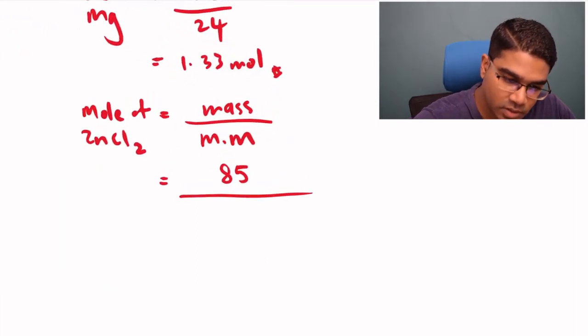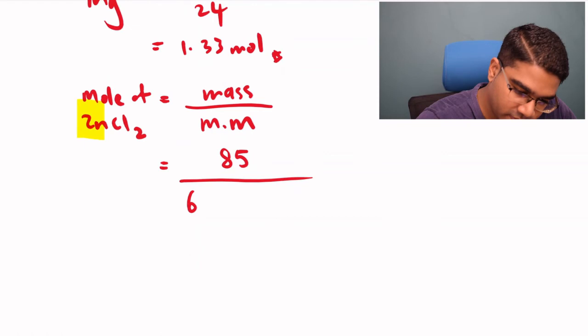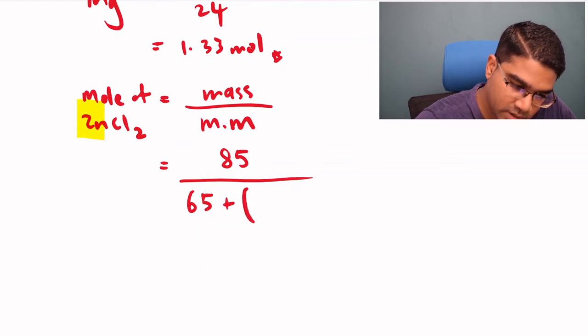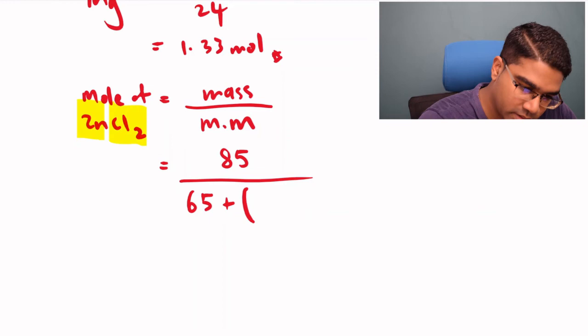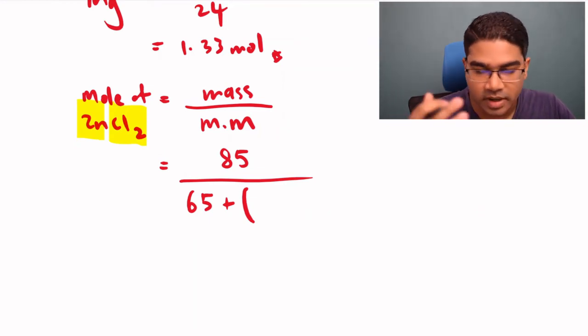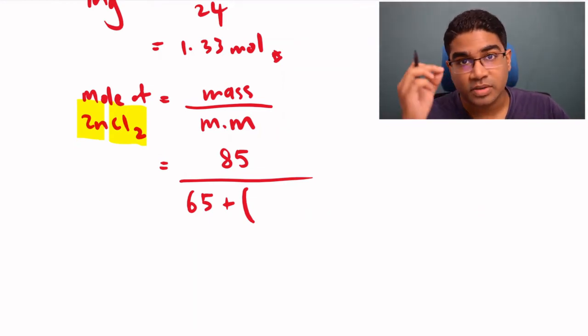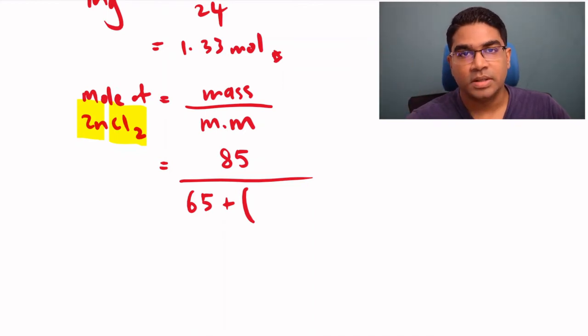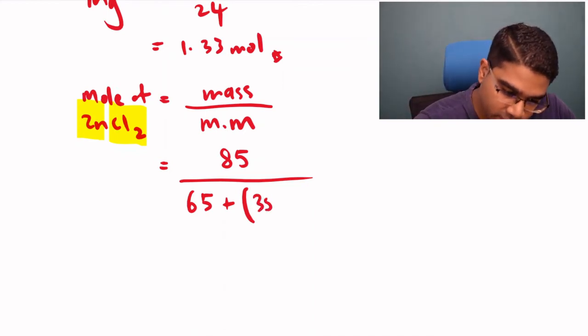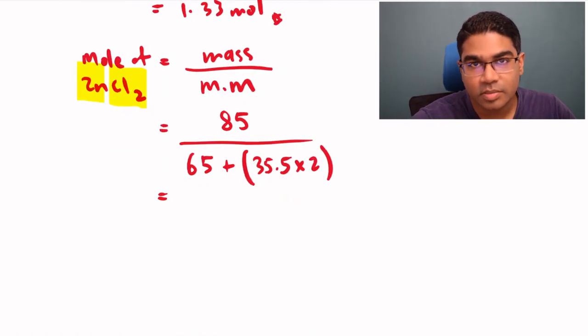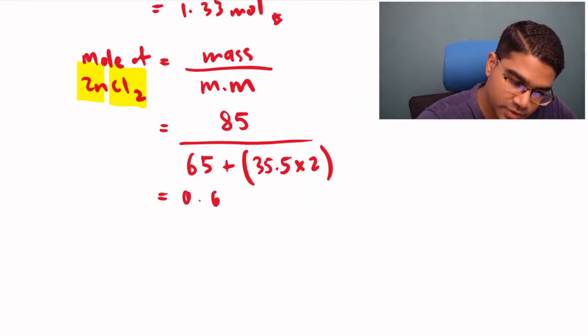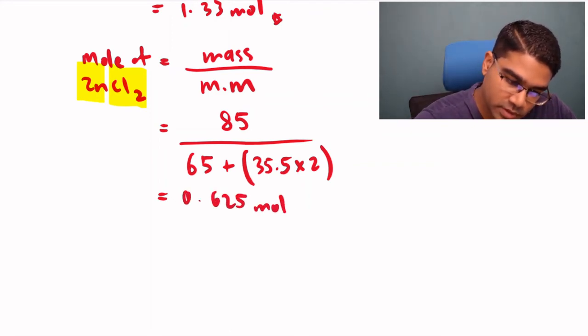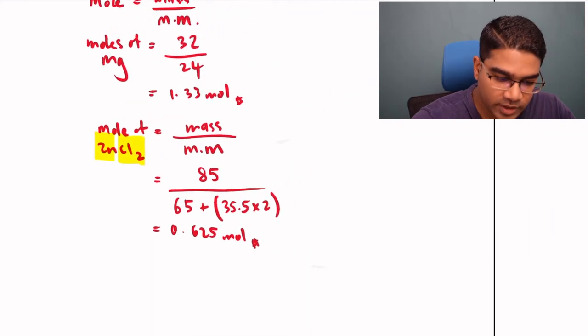There is one zinc atom here, or rather it's an ion. So this is 65 plus 2 chlorine ions here. The mass of the ion will be the same as the mass of the atom because the mass of the electron is negligible. Alright, so this is 35.5 times 2. When we work this out, we get 0.625 moles. So these are the moles that are actually there.